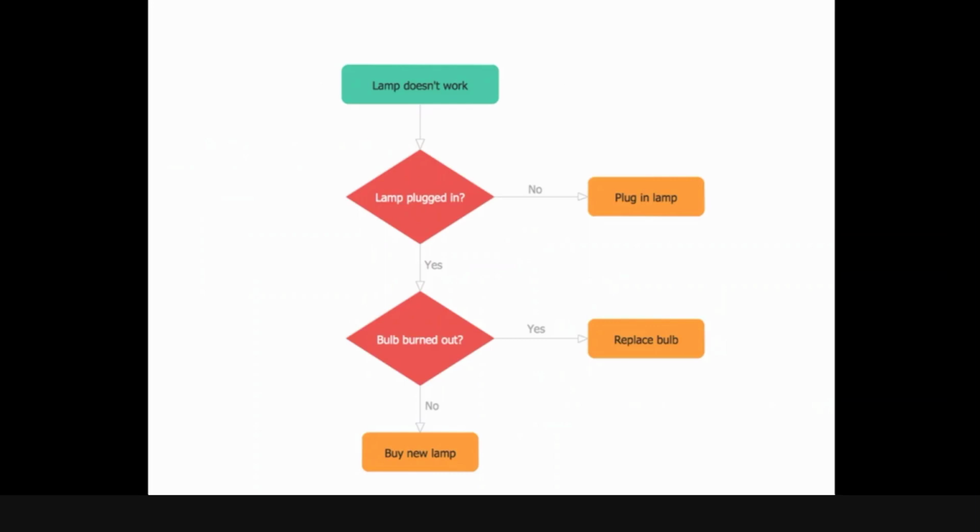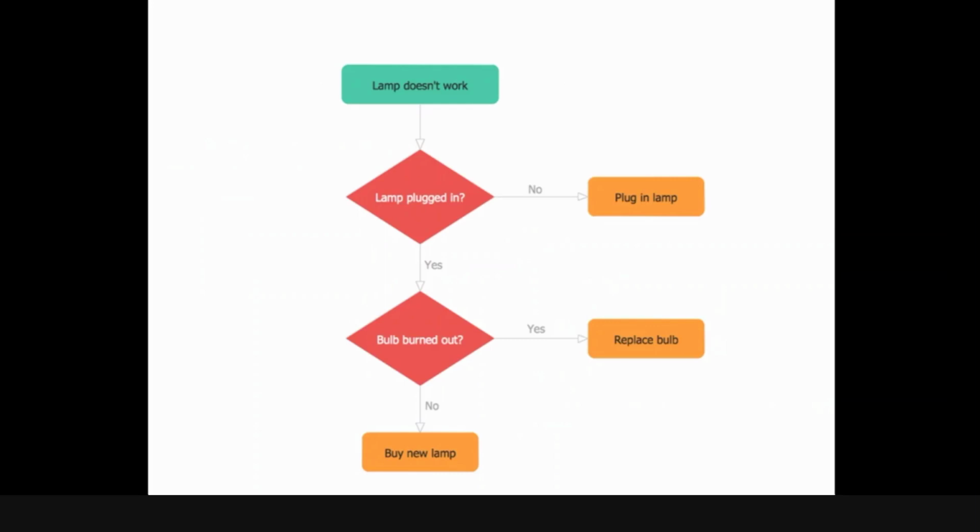Whenever you want to check for some condition, there is a diamond box, and inside the diamond you have to write what condition you want to check. The first condition in this particular slide says to check whether the lamp is plugged in or not. So there are 2 answers that you can see: either it's plugged in, yes, or it is not plugged in, no. So if it is plugged in, yes, it means there is some problem with the bulb.